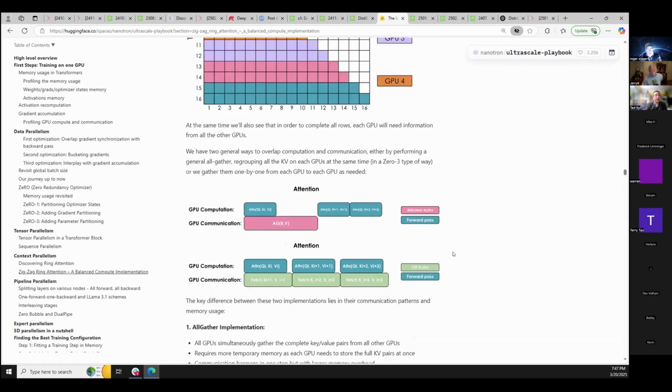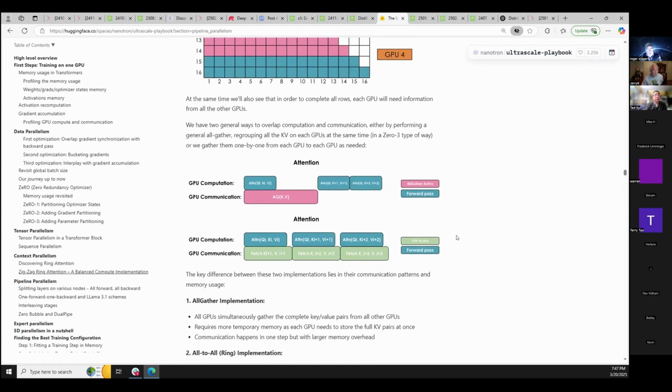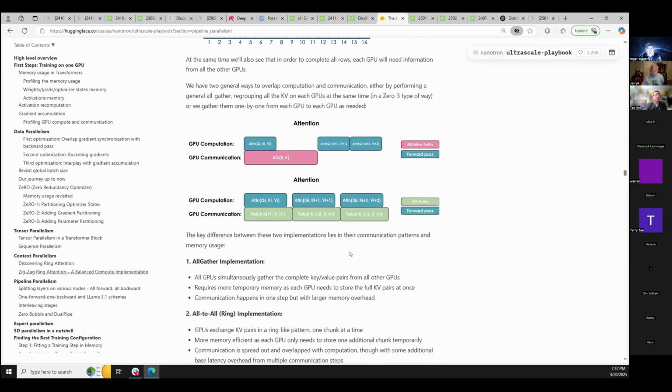So other than the zigzag, here's where they show overlapping the communication. In this diagram, the communication lasts a little bit longer than the calculation, so it's not fully hidden. But it's better than saying, let me send my keys and values to every other GPU and having this giant dead time. So I think it really just depends on how fast your communication is and how fast your matrix multiply cores are, whether or not this gets fully hidden.